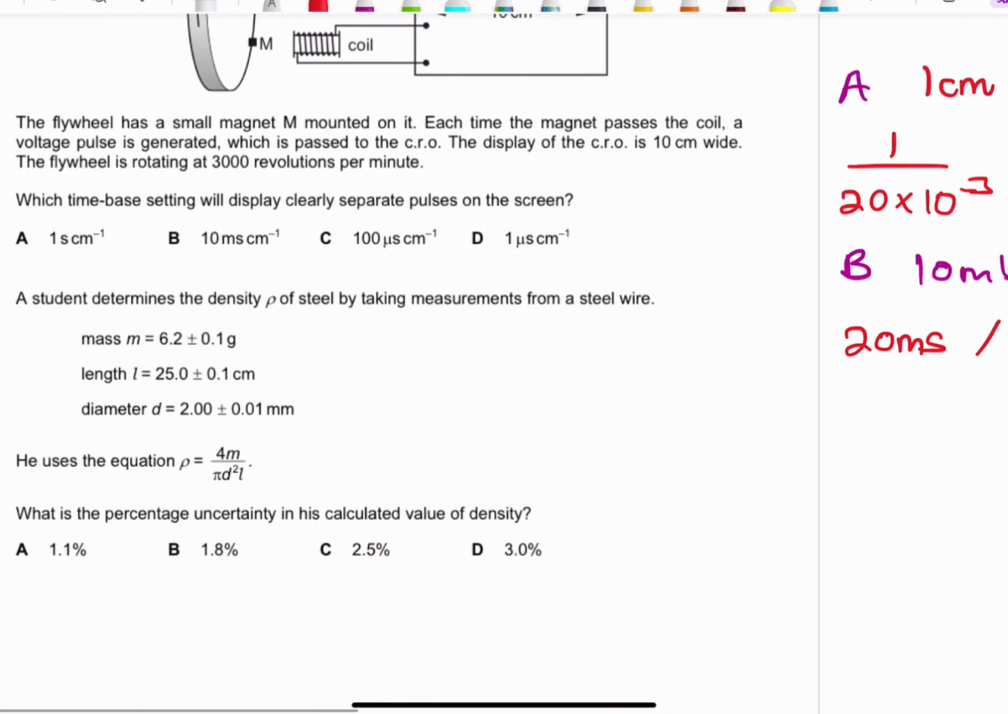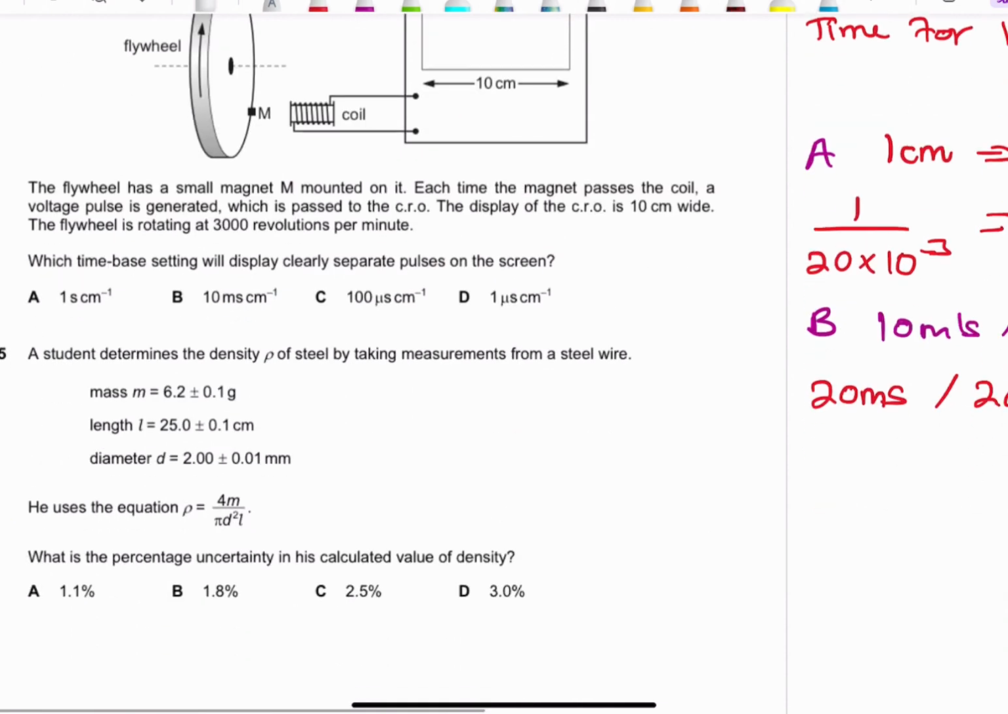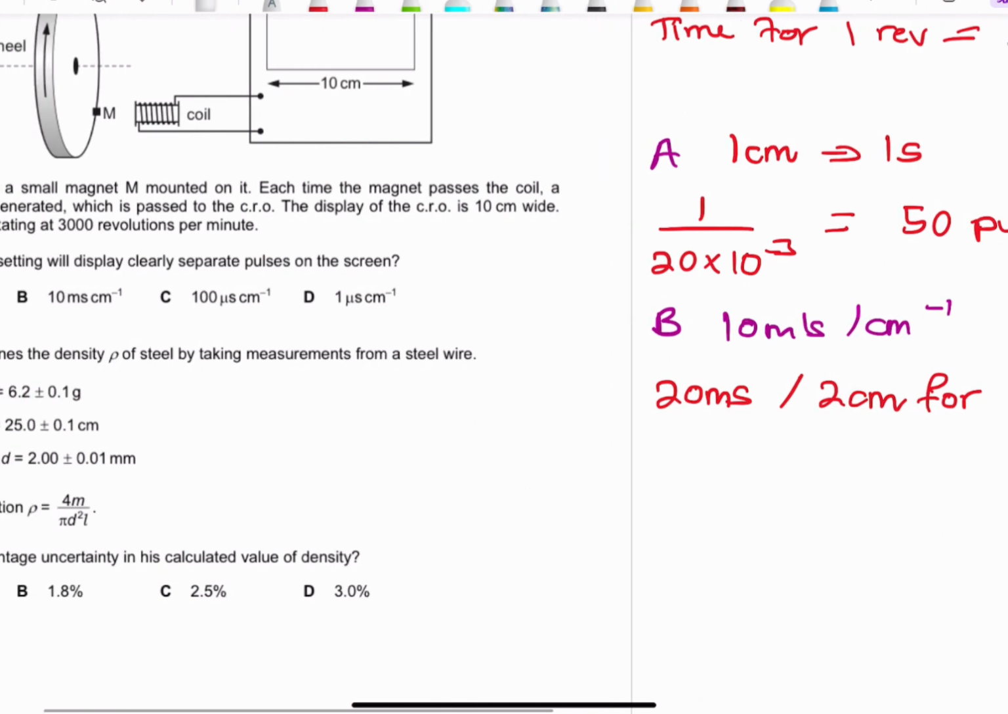So each pulse will take 2 centimeters. This is 2 centimeters, then I see a pulse, which makes sense. Another 2 centimeters, I see another pulse. Another 2 centimeters, another pulse. Basically, since I have 10 centimeters, I'm going to form 5 pulses, which I'm going to detect. And that makes sense, because I can clearly see 5 pulses showing up on this particular cathode ray oscilloscope.